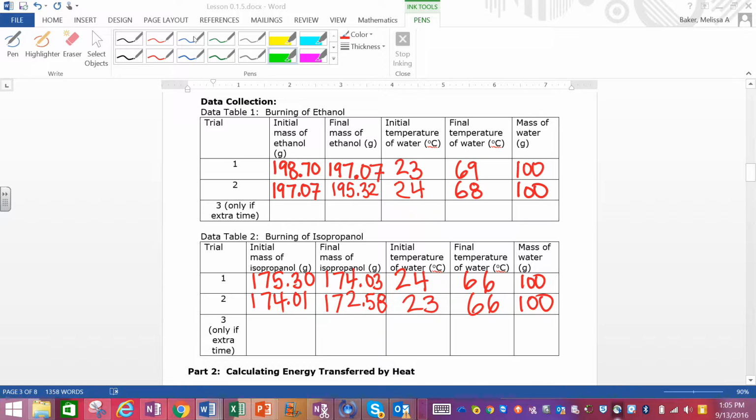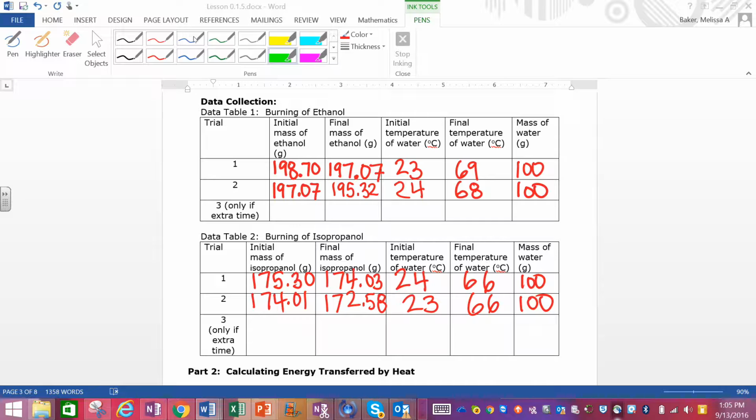Let's take a look at lesson 0.1.5, the fuel calorimetry. So what I've got right here are two trials from burning ethanol underneath a can with water in it, as well as two trials from burning isopropanol underneath a pop can with water.